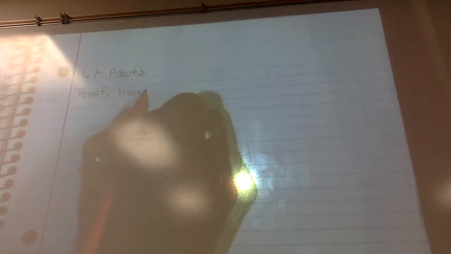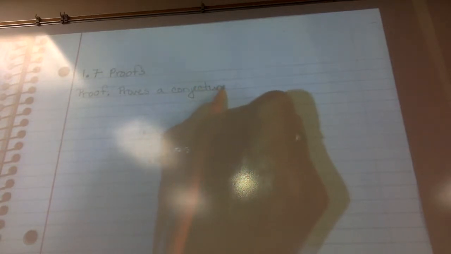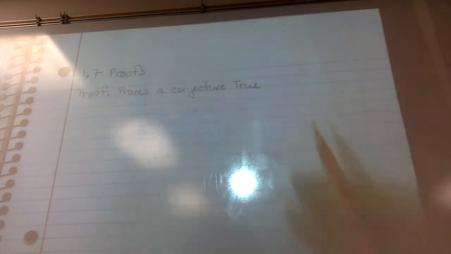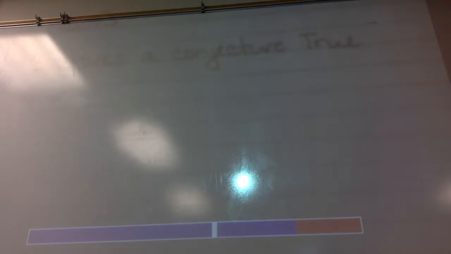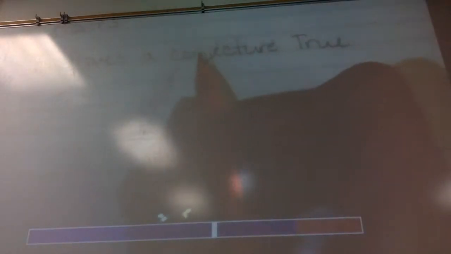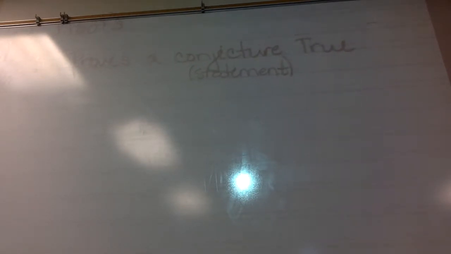All right, so what is a proof? In its fancy terminology, a proof proves a conjecture true. So that's just using some fancy terminology from inductive reasoning, conjecture. Really, a conjecture is just a statement. How's the glare, Brock? Not bad. Okay, thank you. So we're just going to prove a statement true. That's its technical definition.